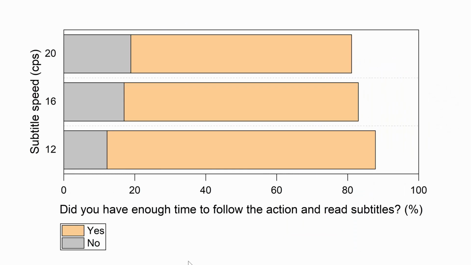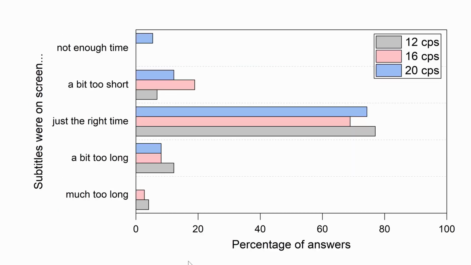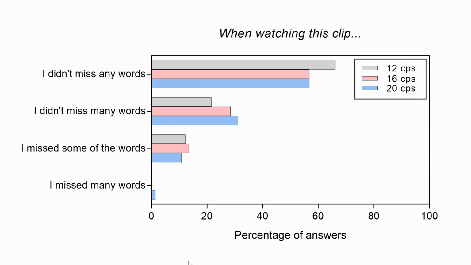After they've watched the clips, we first asked people if they had enough time to read the subtitles and follow the action on screen. And in all subtitle speeds, to our surprise, including the fast ones, the vast majority of people said, yes, we did have enough time to follow the action and to read the subtitles. When asked to assess the time that subtitles were displayed on screen, most people said that they were on screen for just the right time in all the subtitle speed options. Most people declared not to miss many or any words in all the subtitle versions, including the fastest one.